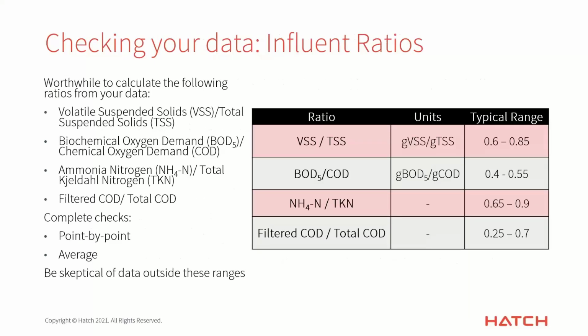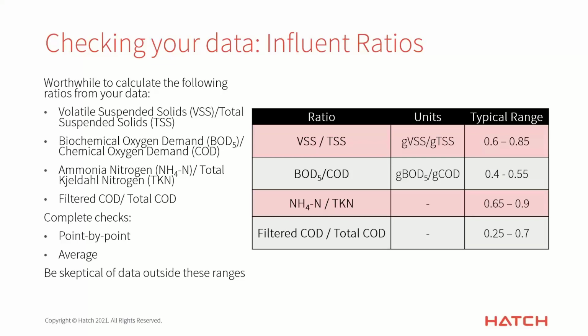All right, so the next thing we want to look at is the influent. Getting your influent data right is very important. So it's a good idea to go through and at least check these ratios. So these are the VSS to TSS ratio, the BOD to COD ratio, the ammonia to TKN ratio, and the soluble COD to total COD ratio.